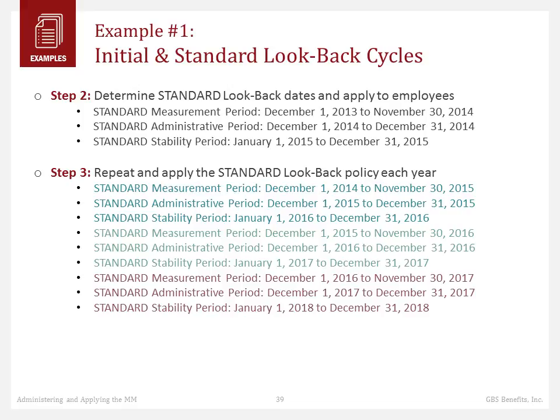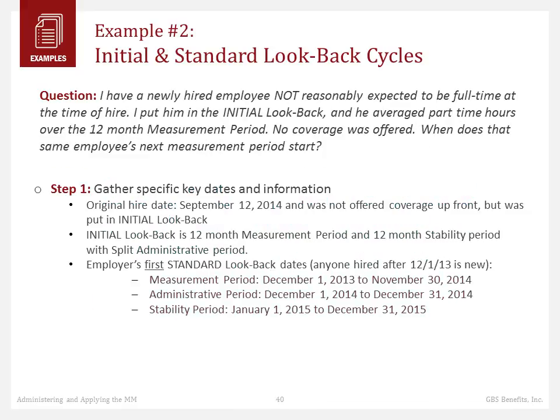This one's pretty simple. Our examples will get more and more complicated. This is the least complicated one. So for anybody who is part-time, or anybody for that matter for this employer, because I know this employer chose the look back for all categories of employees, these employees should always be measured from December 1st through November 30th every year. Not on a rolling, random basis, but specifically within this time frame.